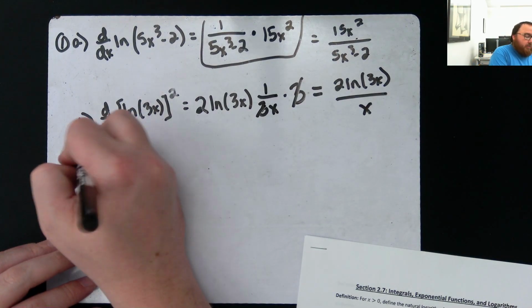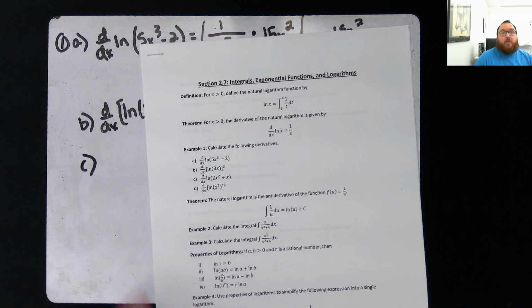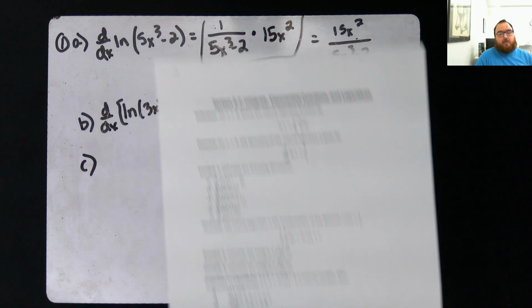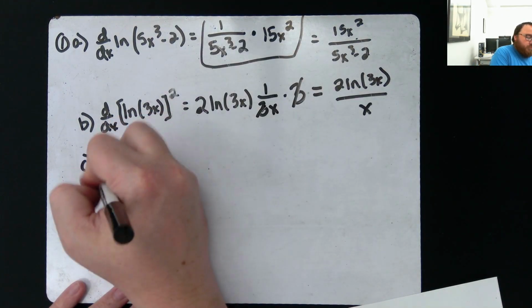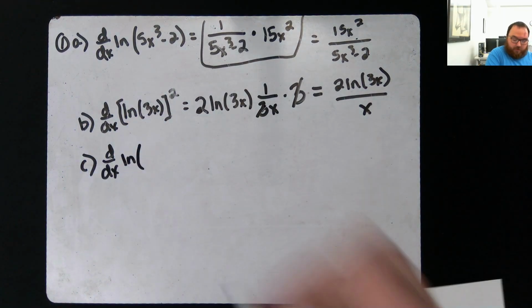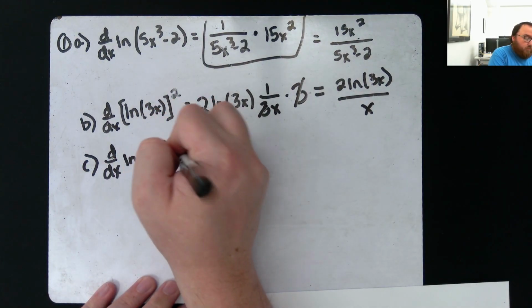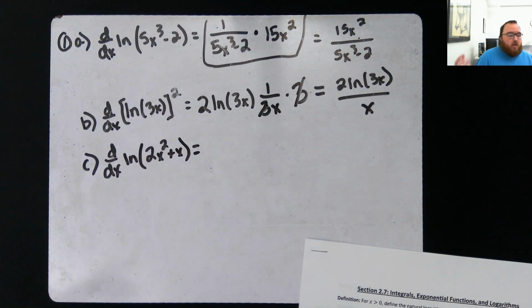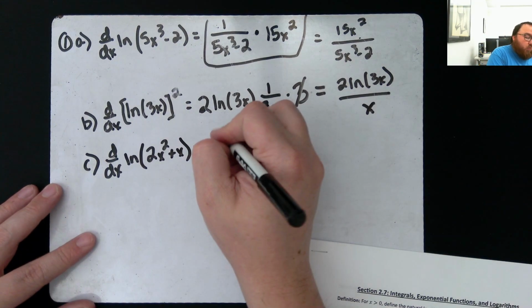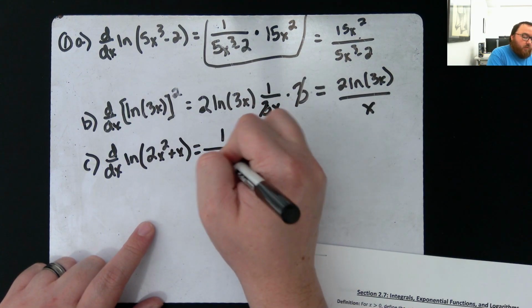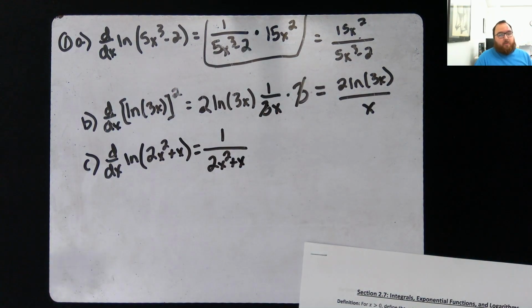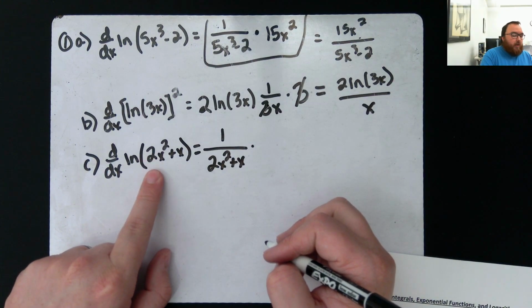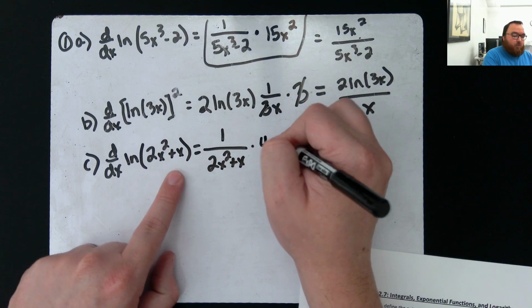Example number C. The third one is going to be the derivative of the natural log of 2x squared plus x. So again, I'm going to do the outermost part first, which is the natural log. The derivative of a natural log is just 1 over that stuff. But then I've got to times it by the derivative of that stuff. The derivative of 2x squared is 4x. The derivative of x is 1.